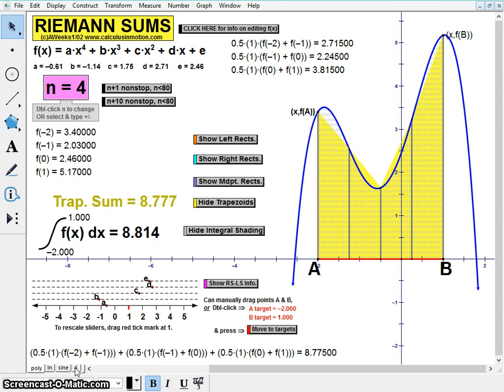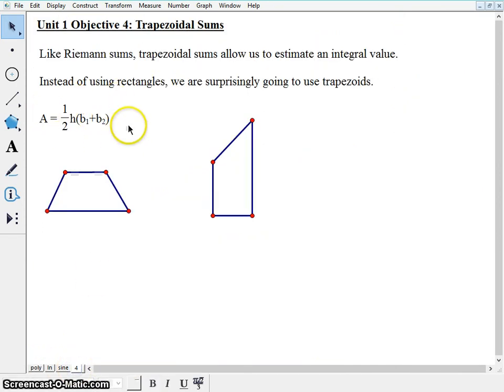The only thing that you have to remember is your area for the trapezoid, and that our bases are the vertical pieces, the left and the right, the y values, not down here. That's going to give us our height.